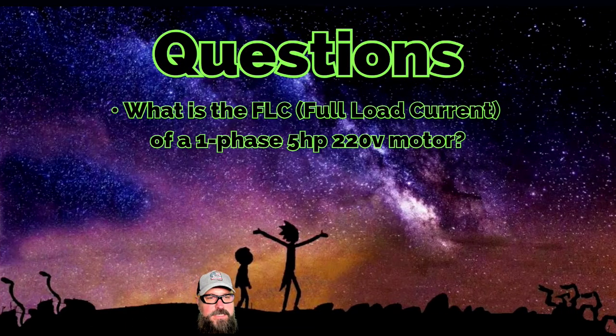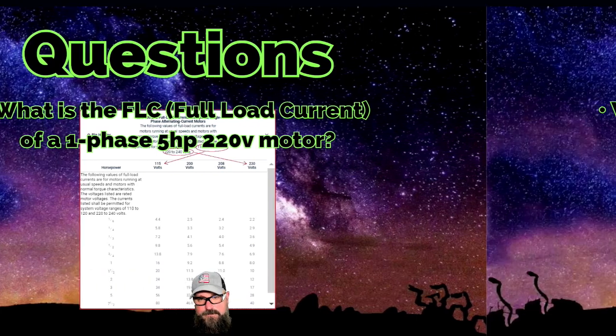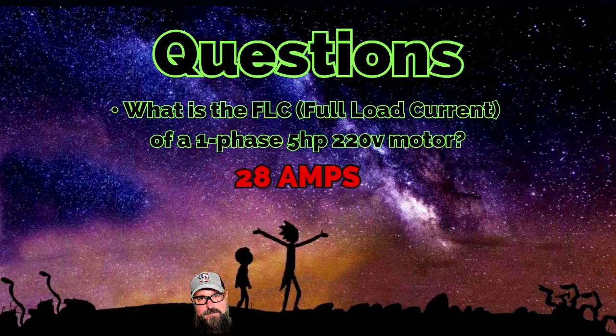Let's go ahead and try a question out. What is the FLC of a single phase, 5 horsepower, 220 volt motor? Okay, so we're going to use Article 430.248. So we're going to go right here. It's a single phase. We go to 5 horsepower, and then we go over to 220 volts, which is going to be all the way over here. Because again, we're using the 230 volts. So for that one, the answer is going to be 28 amps, and that is the full load current. Right there, 28 amps. Pretty simple, right?